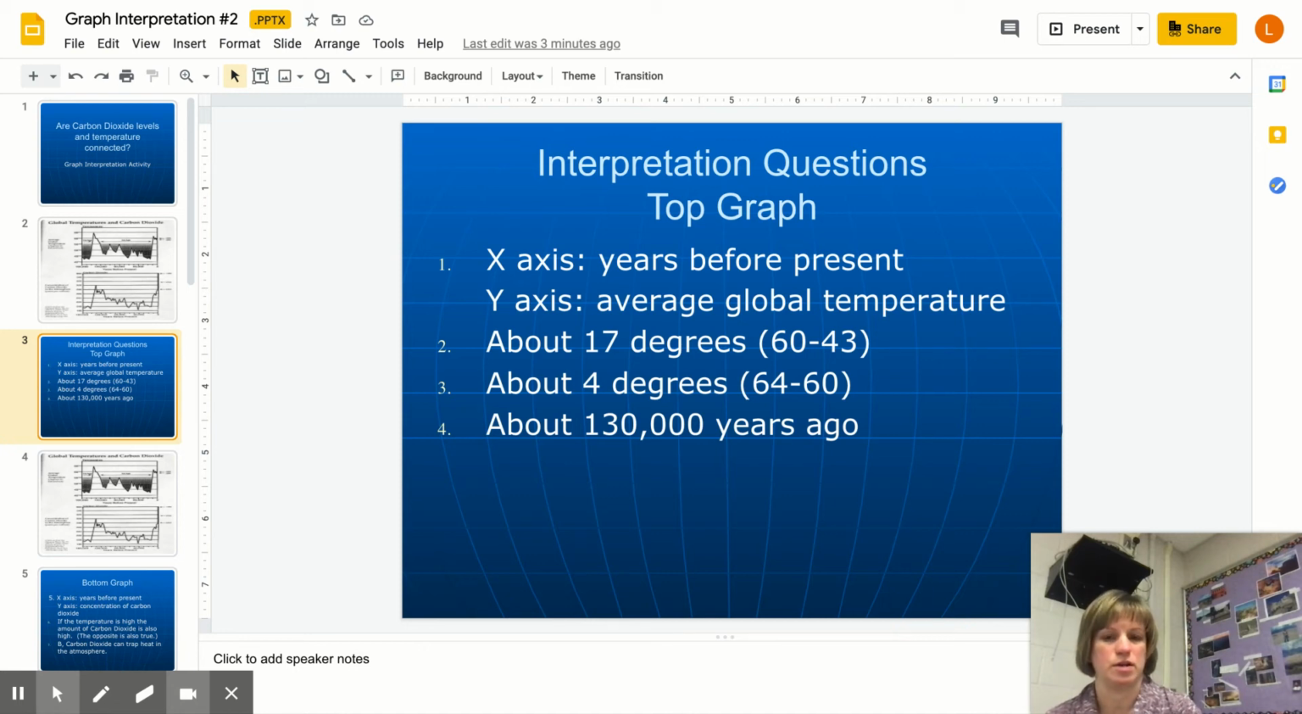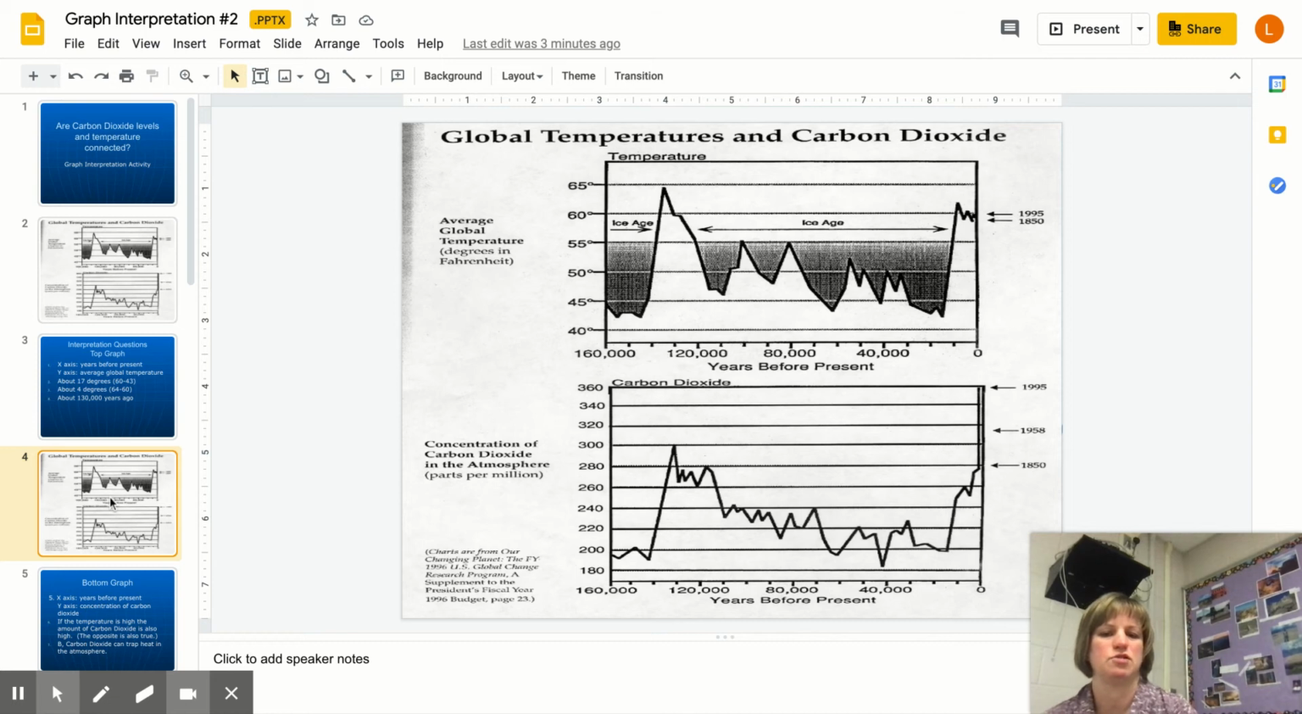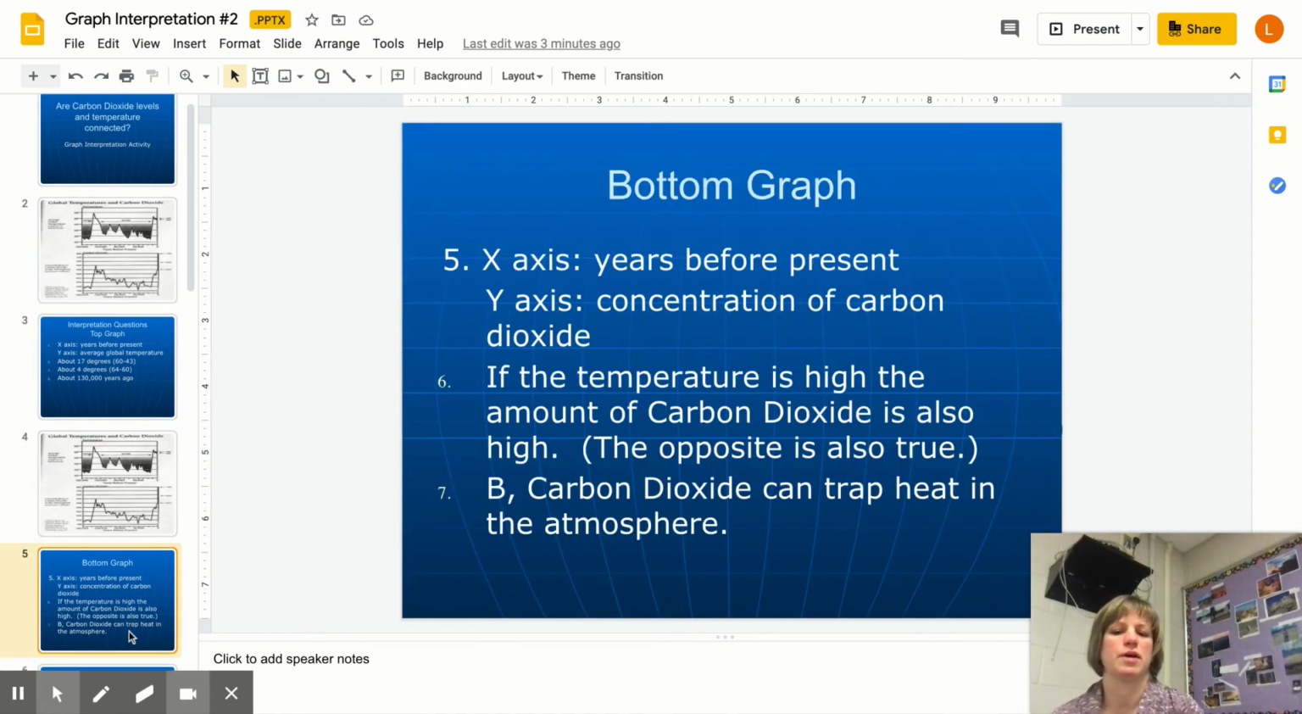Now, the next set of questions asks you to interpret the bottom graph. In the bottom graph, at first glance, you might be like, oh, it's the same graph. Well, no, it really isn't. Notice on the x-axis, we still have years before present, but here is something totally different. This is the concentration of carbon dioxide in parts per million. So for every 1 million gas particles in our atmosphere, how many of them are carbon dioxide? That's what we mean by the unit parts per million. So for question 5, you should have years before present and then the concentration of carbon dioxide.